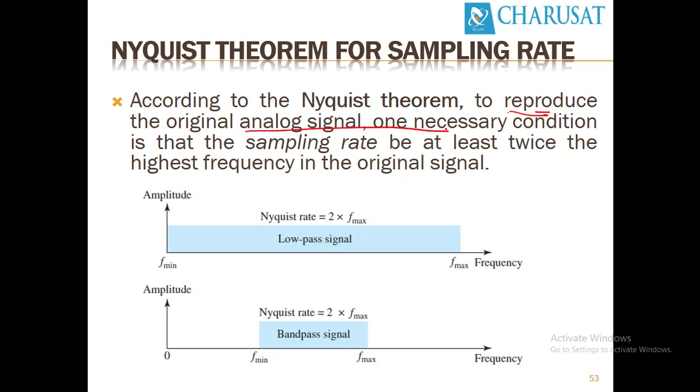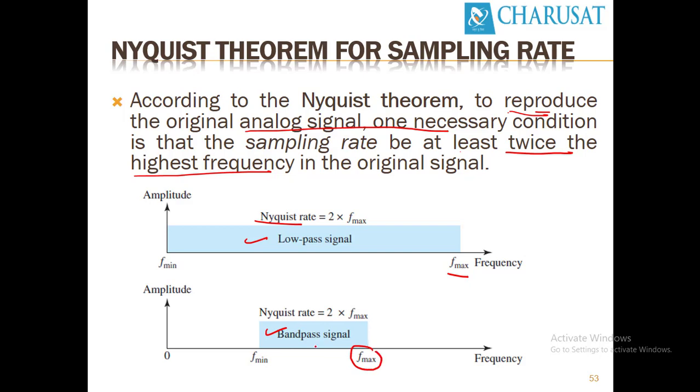at the receiver side. One necessary condition is that the sampling rate must be at least twice the highest frequency. If you look at these two examples, this is a low pass signal and this is a band pass signal. In low pass signals, the minimum frequency will be 0 and the maximum frequency could be f max. According to the Nyquist theorem, the Nyquist rate, meaning the sampling rate, must be twice the highest frequency. So f max is the highest frequency, and 2 into f max would be the sampling rate.